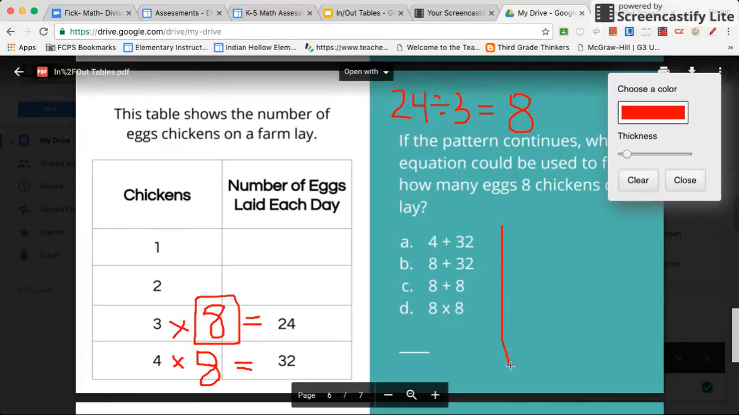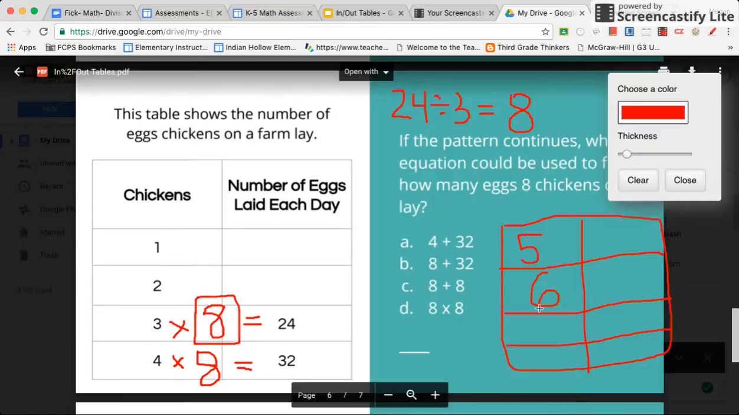So just like I did on the last question, I'm going to recreate my table, and I'm going to see that I'm going to make 5 since I left off with 4 over here. I'm going to add 6, 7, and 8. And just like I was doing over here, the rule has not changed. I am still multiplying by 8 each time in my table.